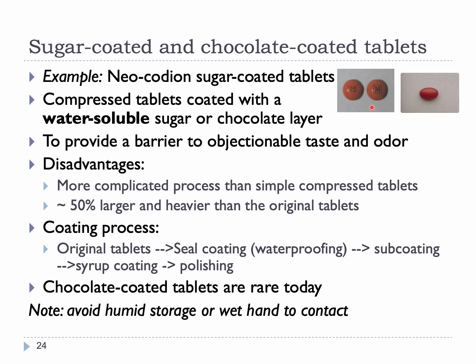A disadvantage of this kind of tablet is that it's a more complicated process than simple compressed tablets, and the layer of sugar or chocolate is usually thick. It can increase the weight of tablets by about 50%, making the tablets larger and heavier than the original compressed tablets. Also, the process needs steps like seal coating or subcoating, syrup coating, and polishing. So the process is more complex than for simple compressed tablets.